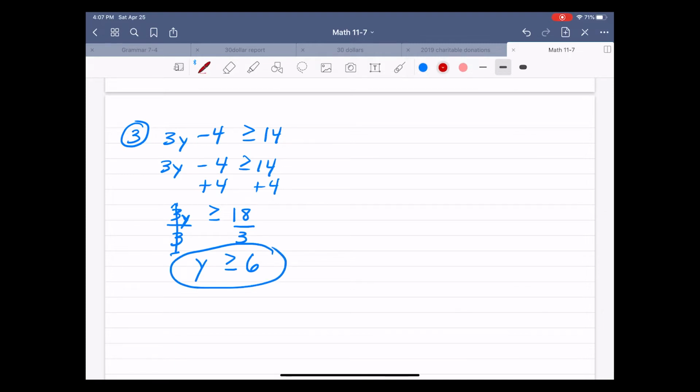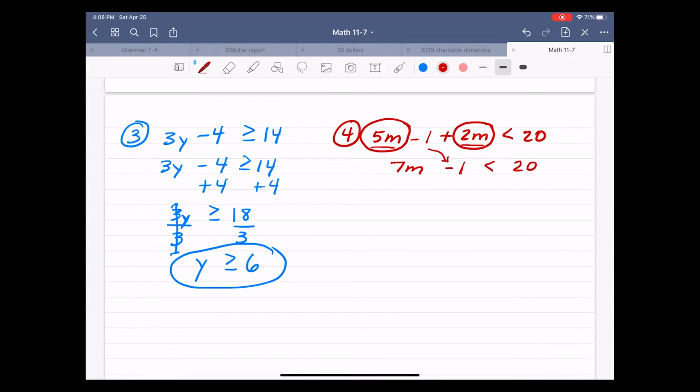Number 4. 5m minus 1 plus 2m is less than 20. So I need to first combine like terms. I have a 5m here and I have a 2m here. Positive 5m plus 2m gives me 7m. Then I'm going to rewrite the rest of the problem so I leave nothing behind.